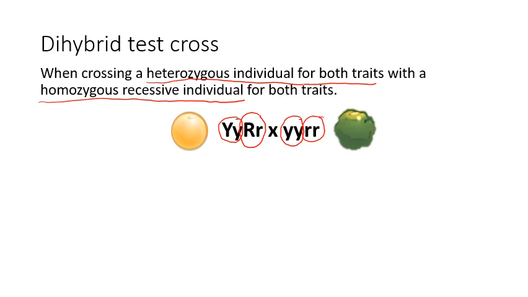If we think about these two parents that we would be using in our dihybrid test cross, we would need to think about what gametes they would produce before we could fill out a Punnett square and predict our phenotypic and genotypic ratios. So let's have a look at that now.